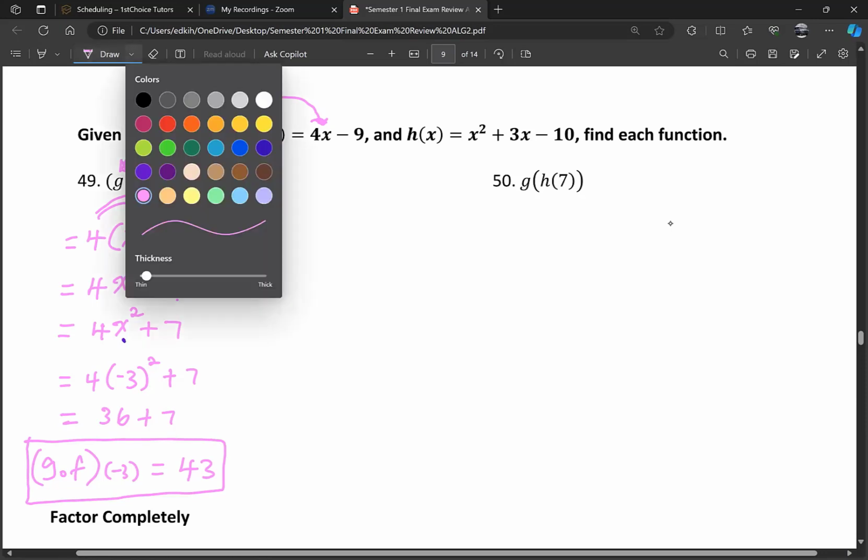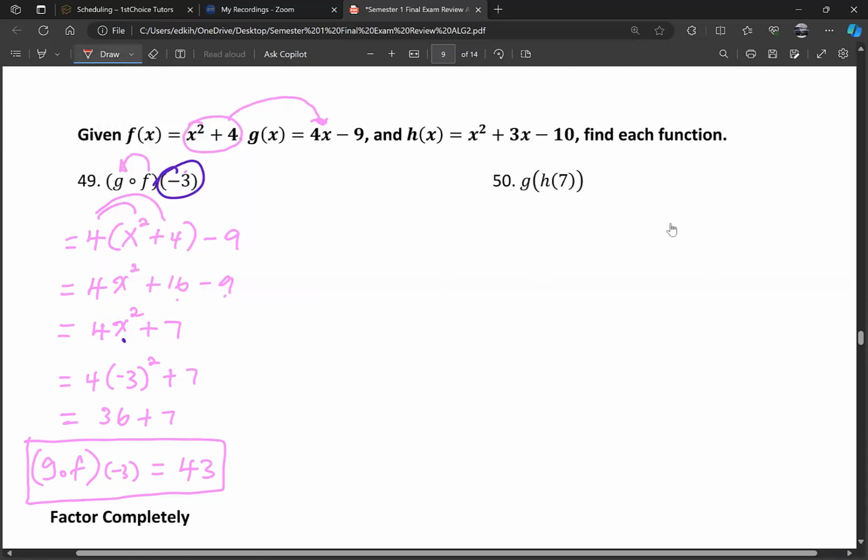Okay, so enter question 50. So if you see these nested ones, again, multi-step problems, work from the inside out. What this is giving you instructions to do, you're going to take 7, you're going to dump 7 into h. That's going to give us some number. We'll take that number and we'll dump it into g. So 2 steps. Work with me on this.